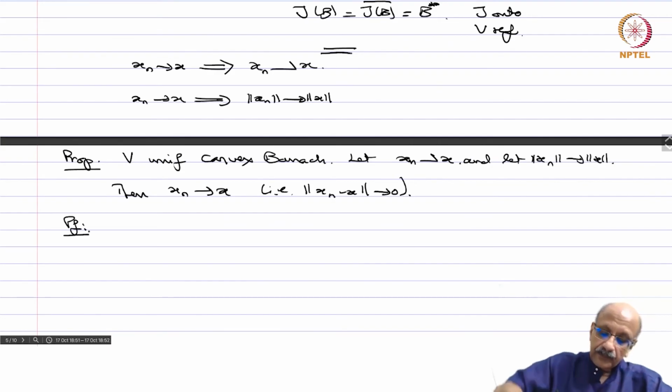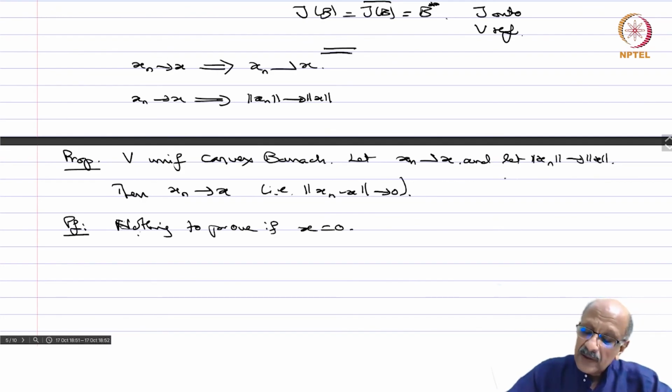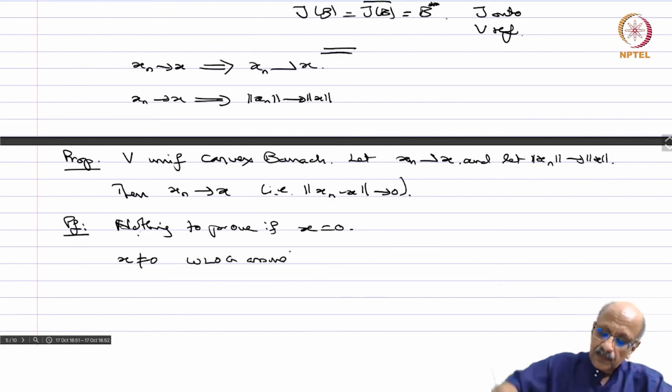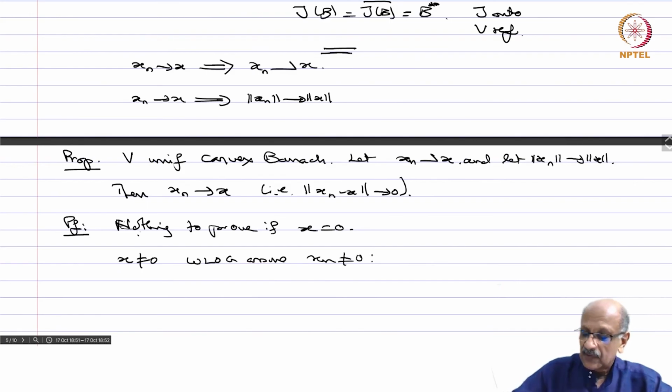Okay, proof. There is nothing to prove if x is 0, because norm xn goes to 0, that's exactly saying xn goes to 0 in norm. So nothing to prove if x is 0. So if x is not 0, without loss of generality assume xn is not 0. It's true for n sufficiently large, and therefore we can assume that it's for all of them.